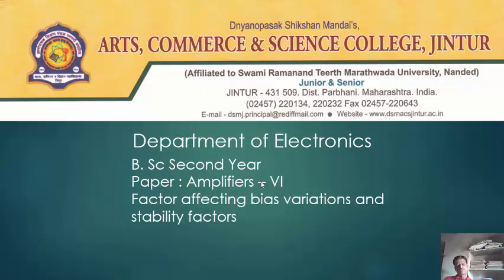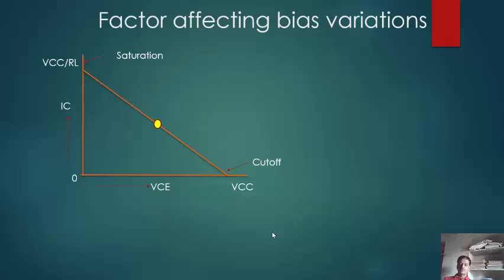Welcome to this session. In this session, we are discussing the factors affecting bias variations and the stability factors. In the last session, we saw the Q point, or the operating point, of the transistor, and you know that the Q point can vary from the cutoff point to the saturation point, and the variation of that Q point depends upon the input voltage and the output voltage.